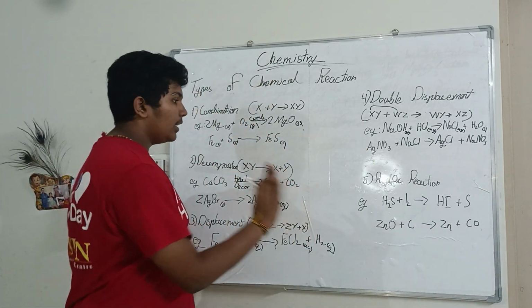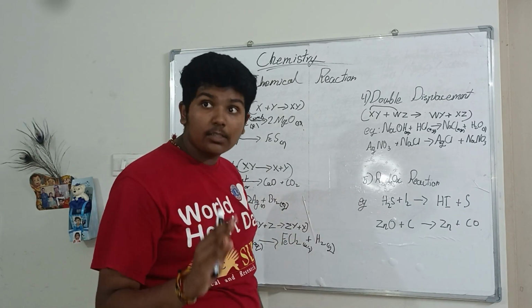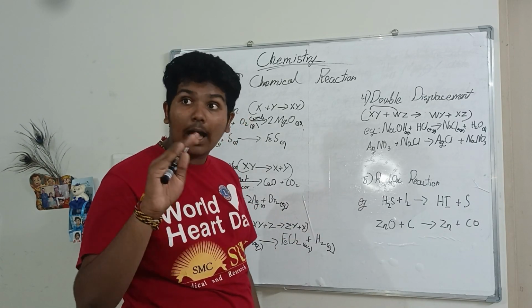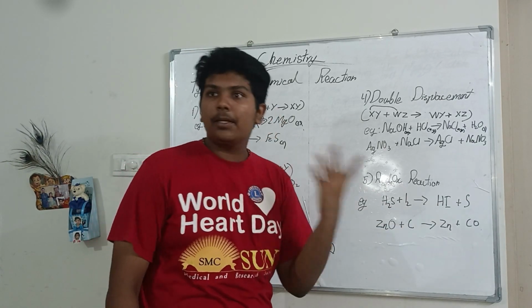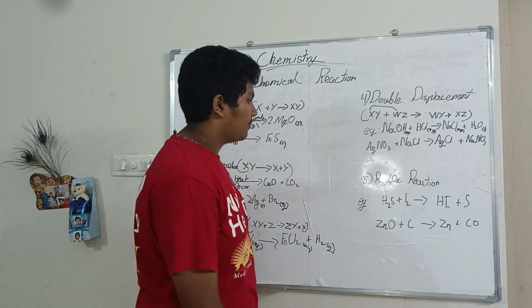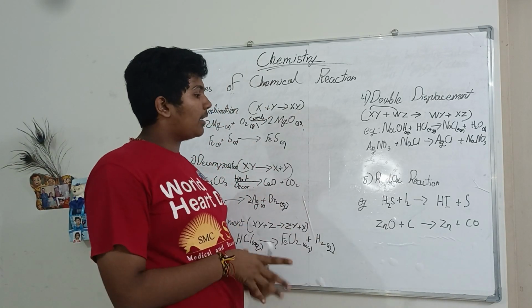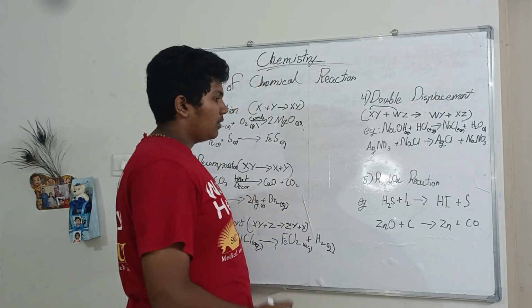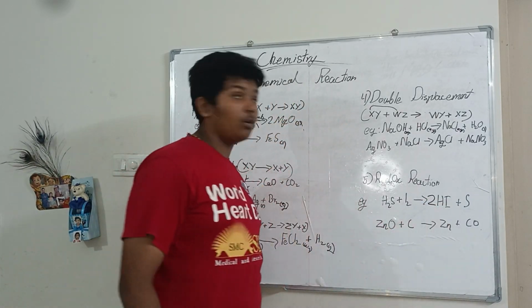How? Here is given example H2S plus I2. I stands for iodine. It gives you HI plus S. It's not iodine, it's HI. So what should we balance here? So H2, I2, which gives you I2 here. So multiply.